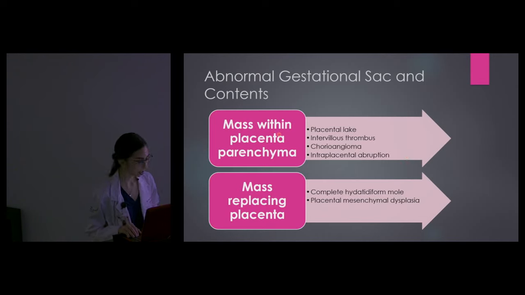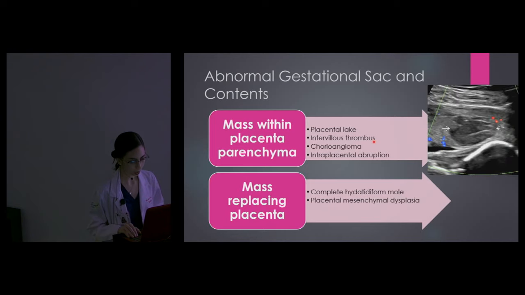If the mass is within the placenta parenchyma, we should think of placental lake and intervillous thrombus, chorangioma, and intraplacental abruption. The placental lake and intervillous thrombus are often seen together. The lakes will have a swirl flow, and the thrombus will have no flow. We will see a hypoechoic round or oval mass surrounded by a normal placenta, as we can see in this image.